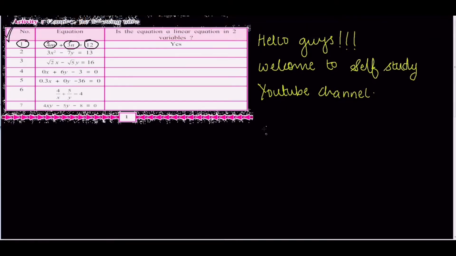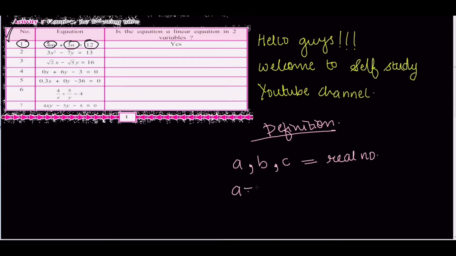Okay, so the first one is 4m plus 3n equals 12. I guess you remember the definition. Let us see the very basic points of it. First, a, b and c are real numbers. Real numbers, you know, right? So they should be real numbers. The next thing to be remembered is that a is not equal to 0 and b is not equal to 0 at the same time. If a is equal to 0, then it is okay. If b is equal to 0, then it is also okay. But if both of them are equal to 0 at the same time, then it is not a linear equation in two variable. So remember this.